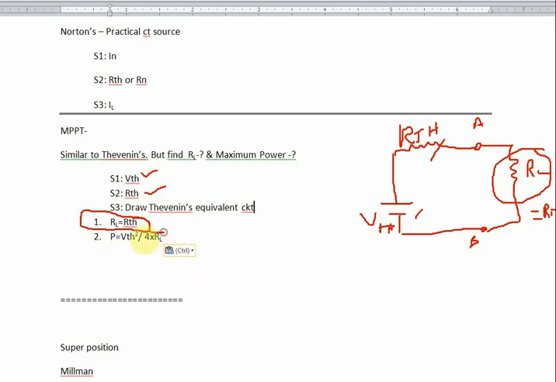Then find out the maximum power. So P is equal to VTH squared divided by 4 into RTH, or RL. Through this method you will find out the MPTT, the maximum power, which is about the load resistance. Do you know what is the purpose of MPTT?